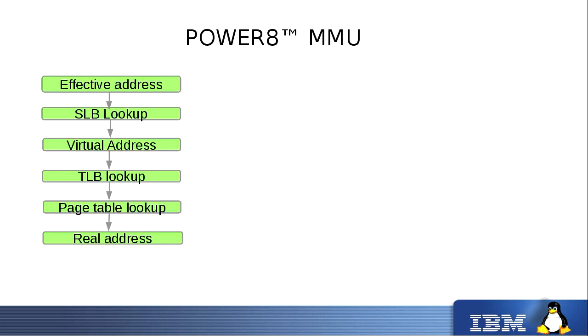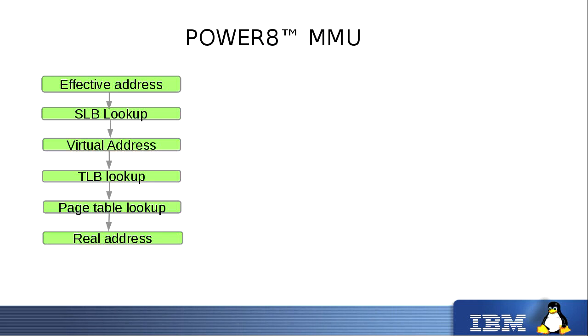So to give a pictorial view of what the Power8 MMU does, what we essentially have is an effective address. As I explained before, it's a 64-bit effective address, which the kernel returns as a return address of an mmap syscall or a brk syscall. And then we use that effective address to look up a segment table. As I said, an effective address is divided into different segments, so we need to find out which segment this effective address is looking for.